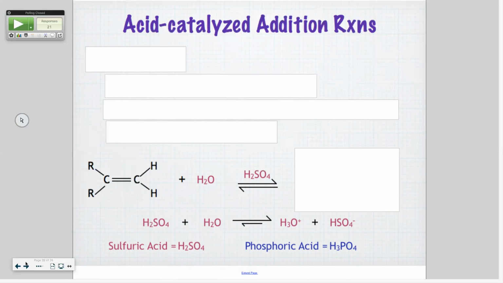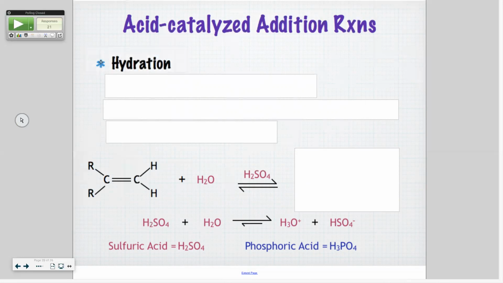Okay, all right, so now we're going to do some acid-catalyzed addition reactions. So what does acid catalyze? Acid means something that donates a hydrogen, okay? Catalyzed means that it's regenerated. So you're going to use the H plus and you're going to get it back. So when you do your acid-catalyzed addition mechanism, you should remake that acid somehow, okay?